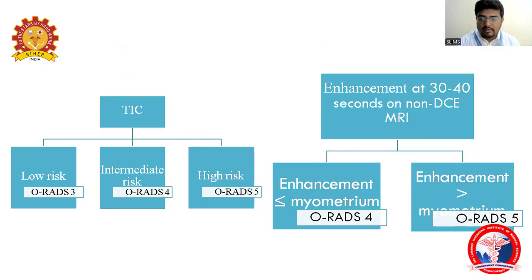And in case of enhancement at 30 to 40 seconds, when we are not able to do DCE MRI, we can look at the enhancement at 30 to 40 seconds on non-DCE MRI, in which case the enhancement should be compared with the outer myometrium. When the enhancement is less than that of the outer myometrium, an O-RADS score of 4 will be given. And when the enhancement is more than that of the outer myometrium, then an O-RADS score of 5 is given.